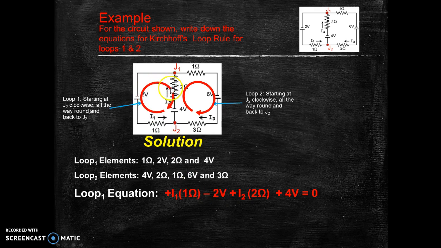The next element is the 2 ohm resistor, and following the loop, we're going in the direction opposite the current. Again, we're going in the direction of increasing potential. Therefore, the potential difference is plus I2 times 2 ohms. And finally, we traverse the 4 volt battery from low to high, the direction of increasing potential. That gives us plus 4 volts, and then everything equals 0.